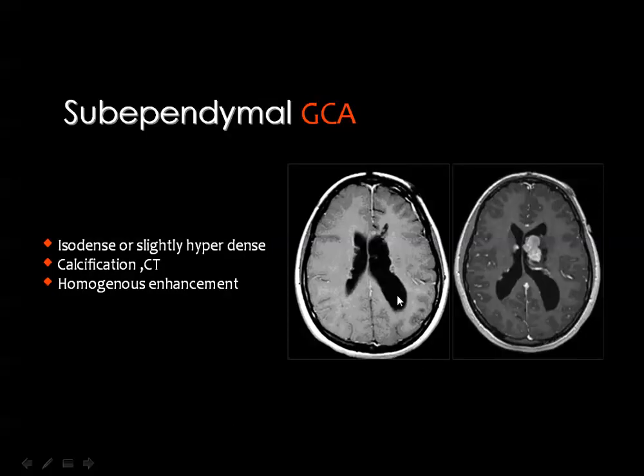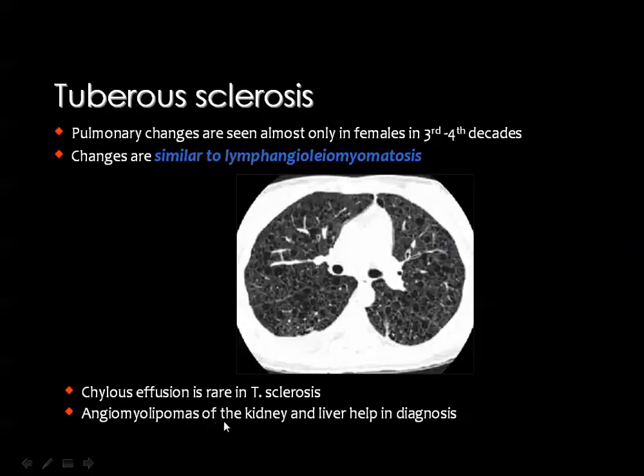This is an MRI of a patient with tuberous sclerosis showing multiple tumors in the wall of the ventricles. In the contrast-enhanced MR T1-weighted image, you can see enhancement of the tubers as well as enhancement of the subependymal giant cell astrocytoma in the frontal horn of the left lateral ventricle.